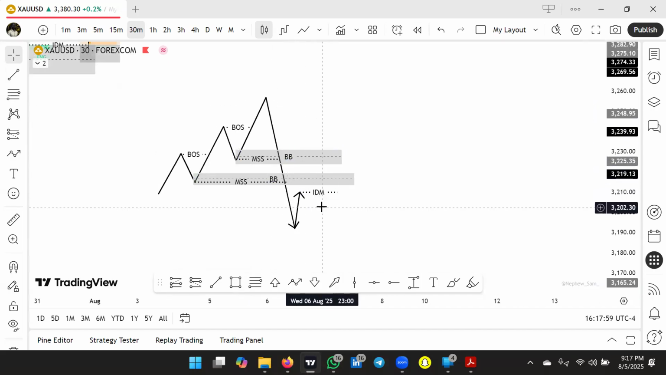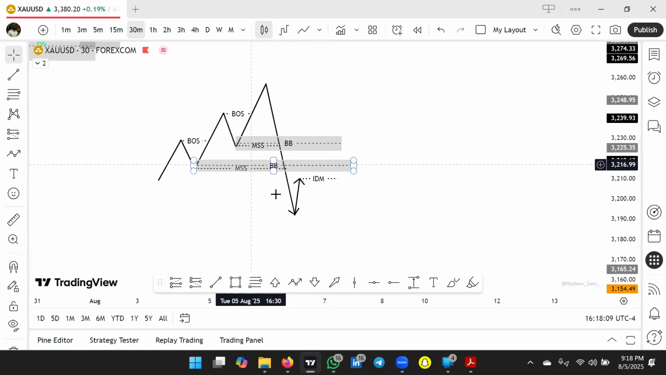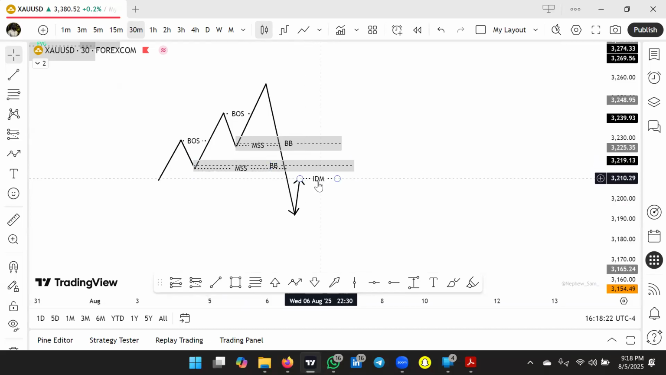But now, just take a look at this. If I'm going to use these two breaker blocks, am I going to use this one? No, I'll not use this one. Instead, I'll use this one. Why? This one has the inducement closer to it and fits all the rules I mentioned. It has a market structural shift. The zone has not been tested before. It is unmitigated, it has an inducement, and the inducement is even closer to it.